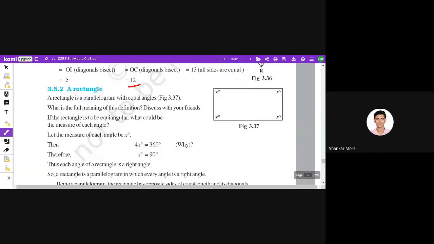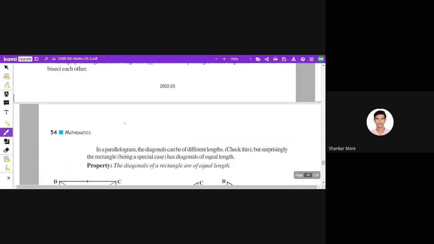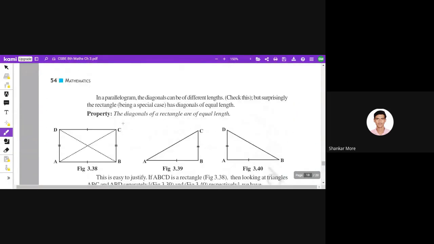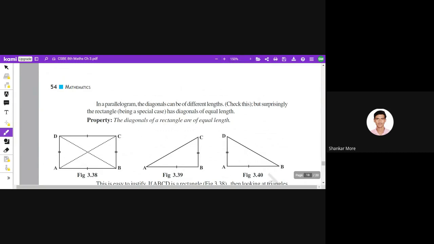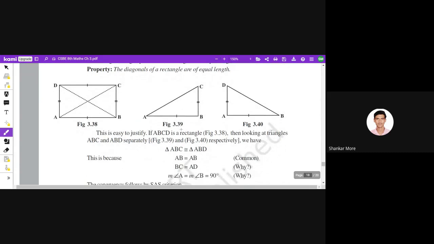Rectangle के जो diagonals हैं they bisect each other. Now in a parallelogram the diagonals can be of different lengths, but surprisingly the rectangle being a special case has diagonals of equal length. So one more additional thing I can say is that the diagonals of a rectangle are equal, right? So this is the figure and this is the proof.